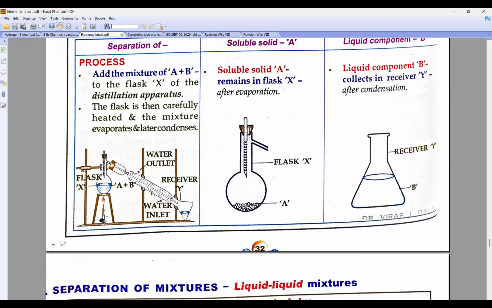So this diagram based question they will ask. Will you be able to do it? This naming they will ask. Yes, sir.